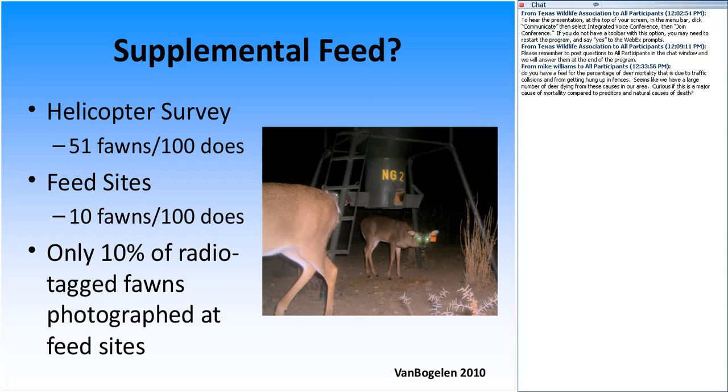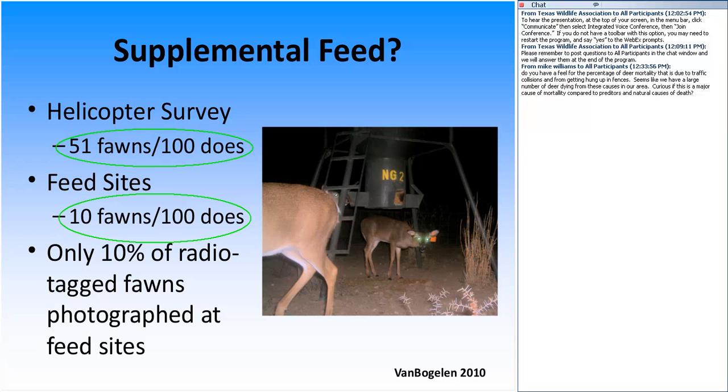We got some insights from a variety of different sources of data. One insight comes from looking at the number of fawns per 100 does in the helicopter surveys, and this is just from a single year. Counting does and fawns from the helicopter in this particular year, 51 fawns per 100 does. Then we ran cameras at those feed sites for the next couple months after that, and we counted the numbers of fawns and does in the pictures, and we only got 10 fawns per 100 does at the feed sites. So there's some evidence that the fawns aren't showing up at these feed sites at nearly the same rate that the does are.